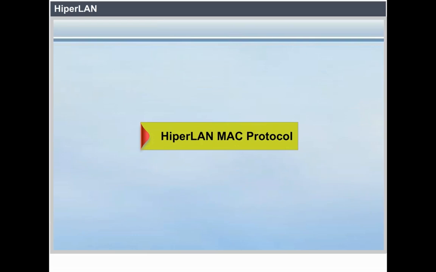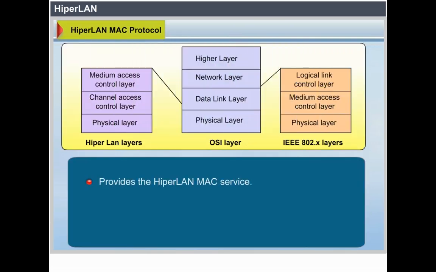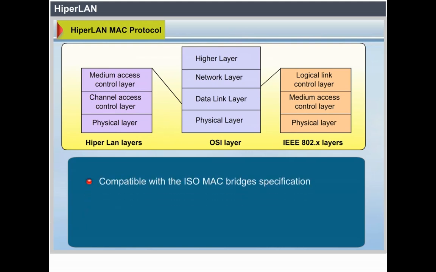HyperLAN MAC protocol. Provides the HyperLAN MAC service. Specifies the behavior of a HM entity in a given HyperLAN. Compatible with the ISO MAC bridges specification. Uses the HyperLAN CAC service.